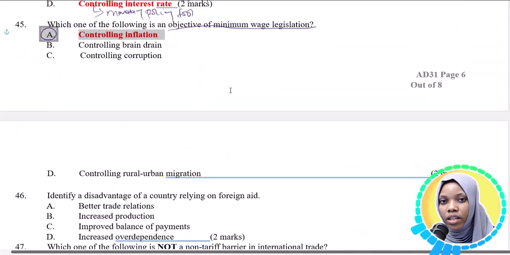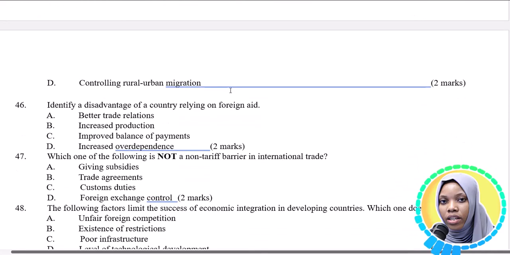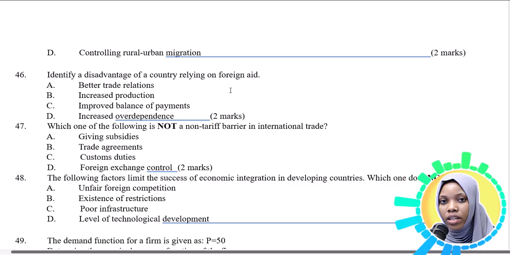And we know inflation is the persistent increase in prices of goods and services caused by excessive money supply in the economy.